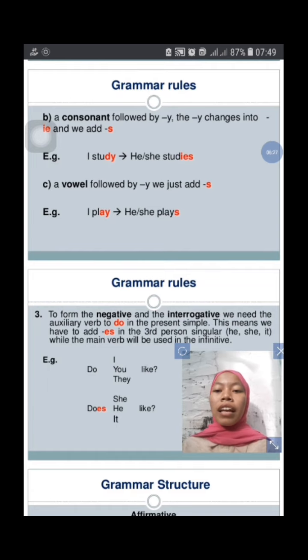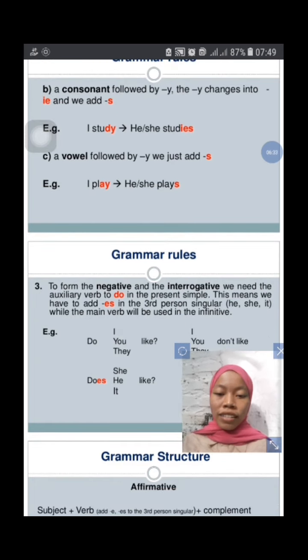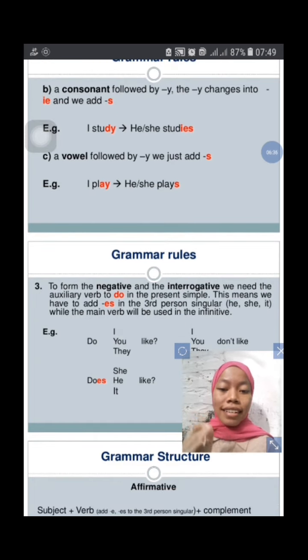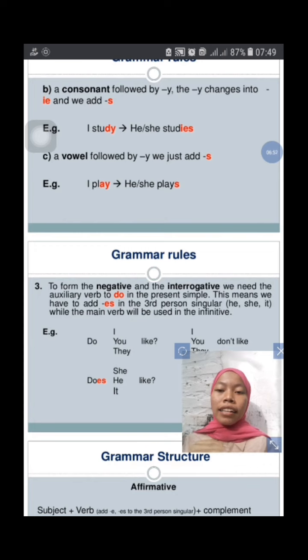And for a vowel followed by y, we just add s. Not ies, but just add s. Do you know a vowel? A vowel is i, u, a, e, o. Example: I pay. Before y, that is a vowel a. So we must add s if the subject is the third person singular. Example: he plays. He plays.